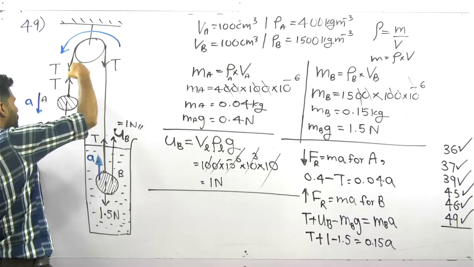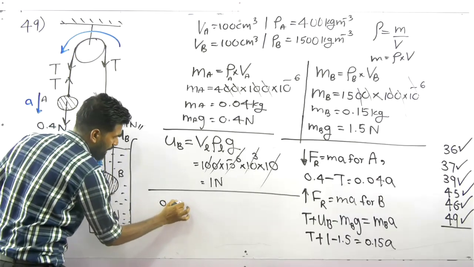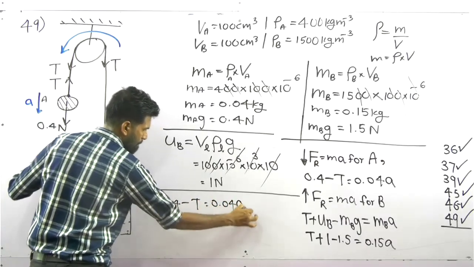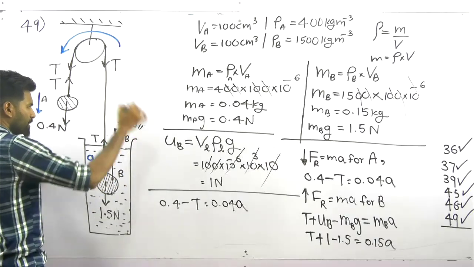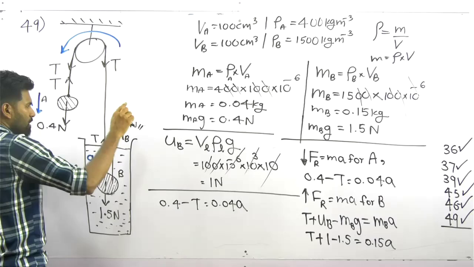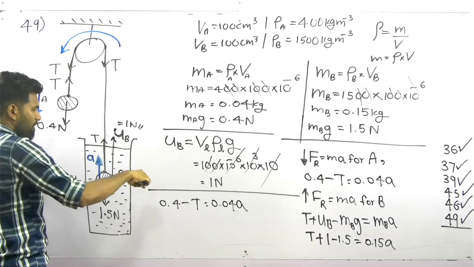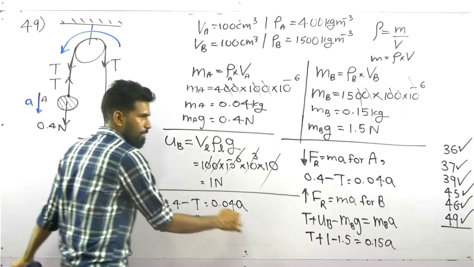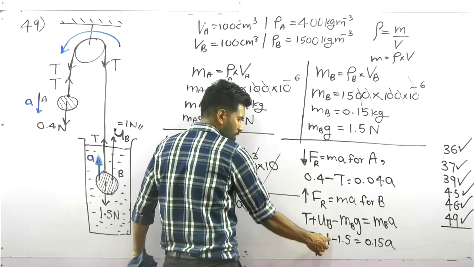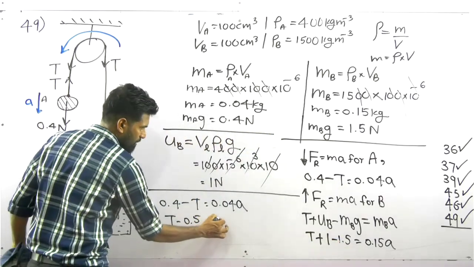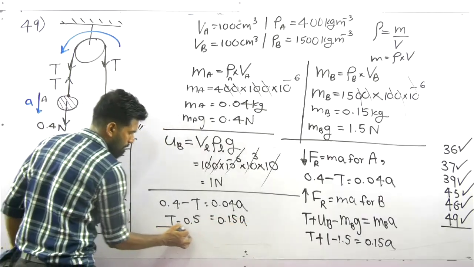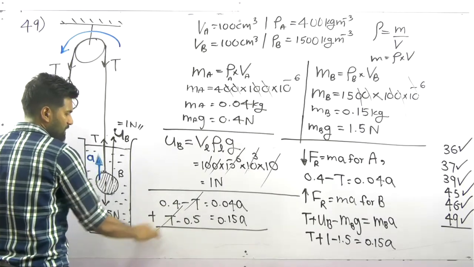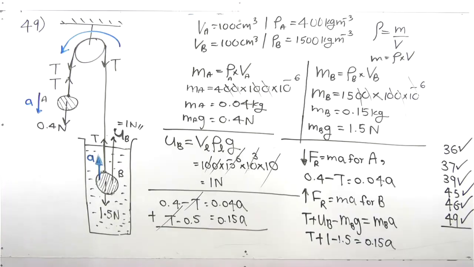Applying F equals ma for A downward: 0.4 minus T is equal to 0.04 A. Applying F equals ma upward for B: tension plus upthrust minus 1.5 ends up with T minus 0.5 is equal to 0.15 A. Adding the equations, minus T and plus T will cancel out.